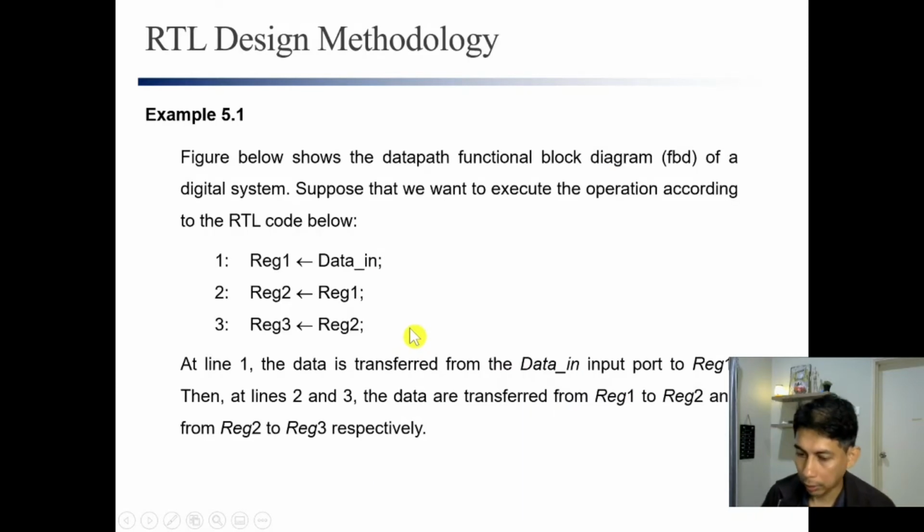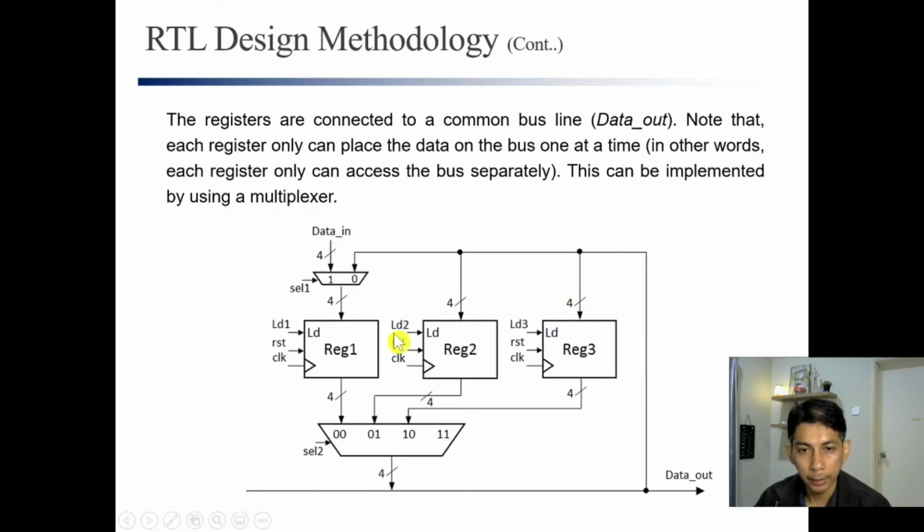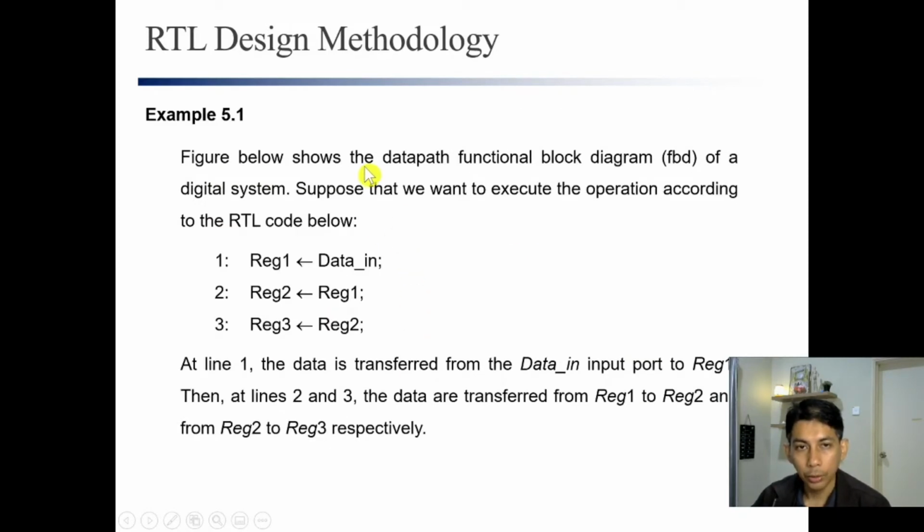Okay, so let's look at this example for better understanding of this RTL design. For example, we want to do this. The figure below, actually the figure on the next slide, shows the data path functional block diagram of a digital system. Suppose that we want to execute the operation according to the RTL code below. This is the code.